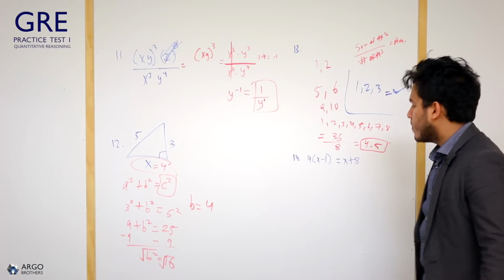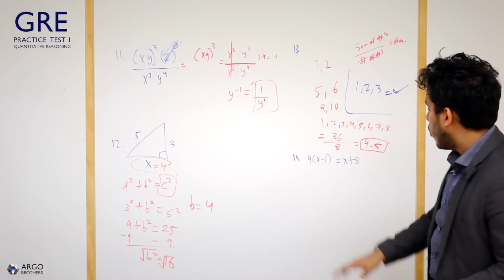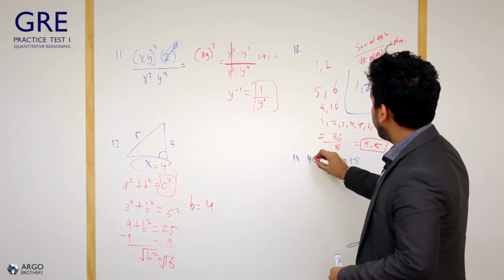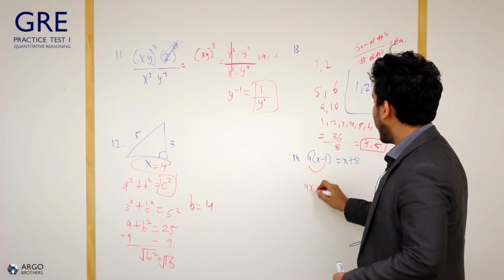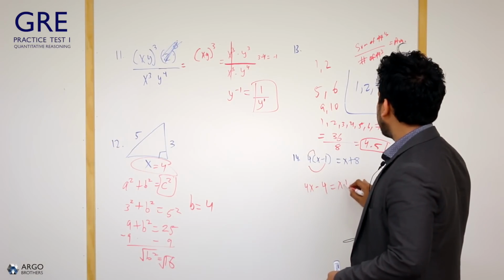Question number 14. 4 parentheses x minus 1 is equal to x plus 8. You have to use the distributive property. So 4 times x and then 4 times negative 1. 4 times x is 4x minus 4 times 1 is 4, is equal to x plus 8.